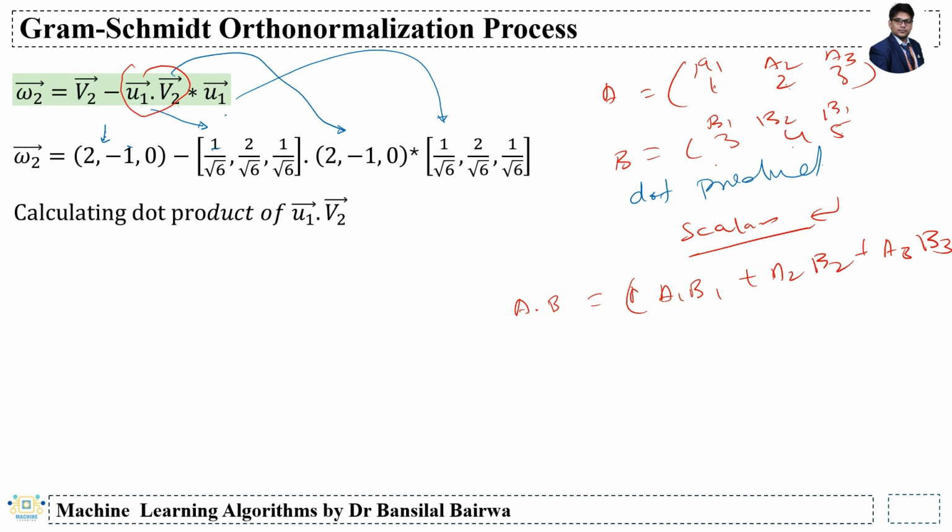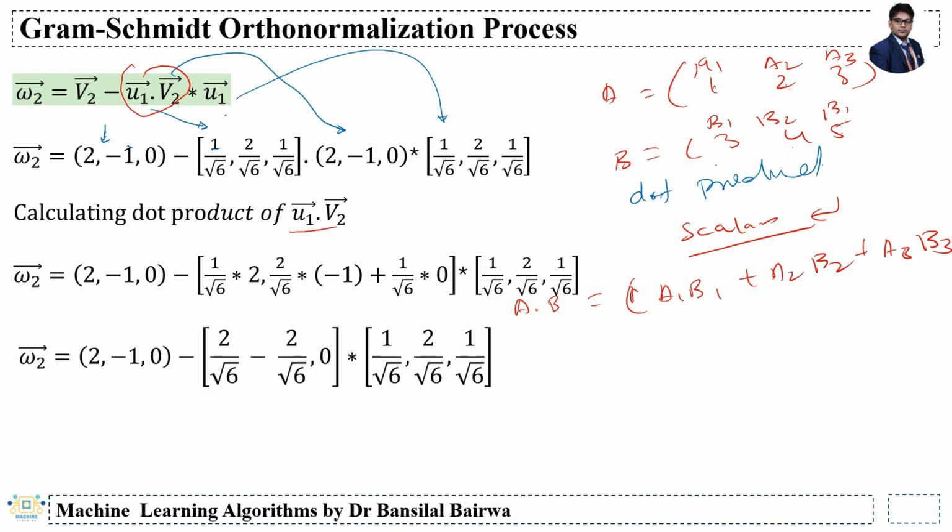So we have to solve this dot product u1 dot v2, right? Let me solve this step by step. 1 by root 6 multiply by 2, plus 2 by root 6 multiply by minus 1, then plus 1 by root 6 multiply by the third element of the second vector, 0. So this will become 0. And this minus will come in front, so 2 by root 6 minus 2 by root 6 will also be 0.